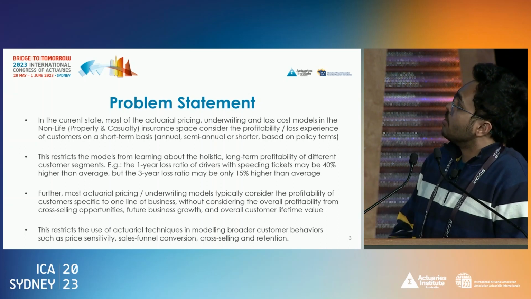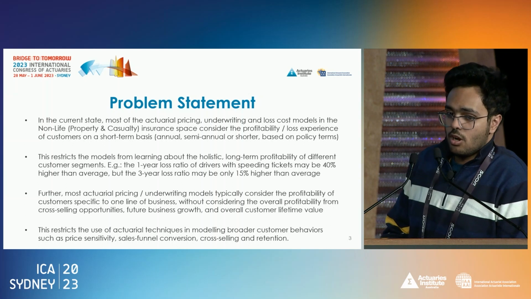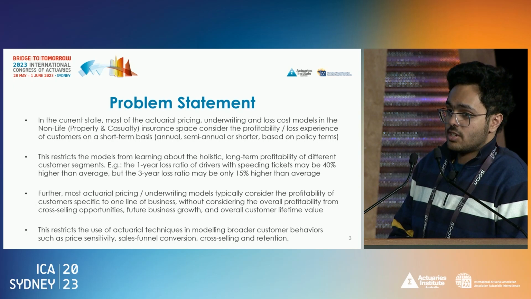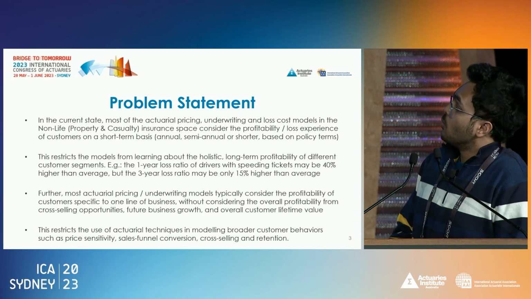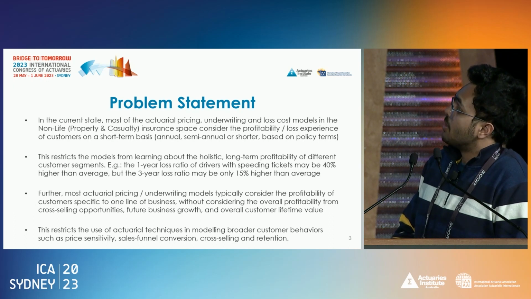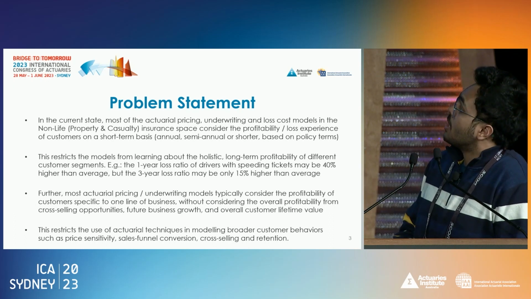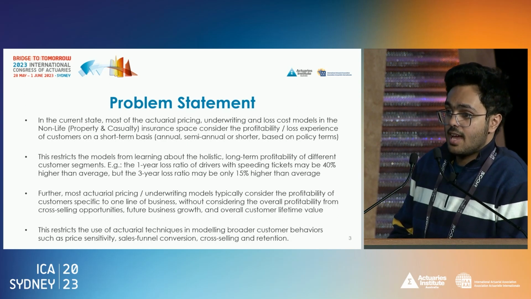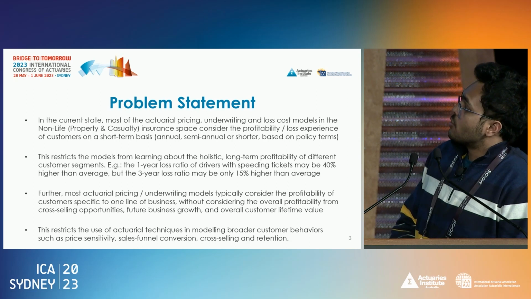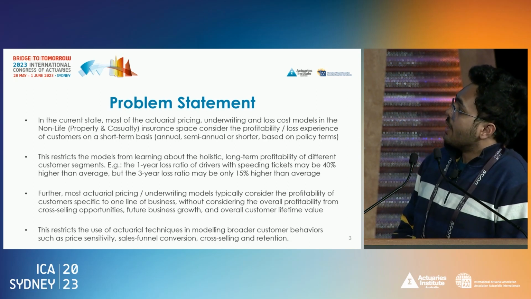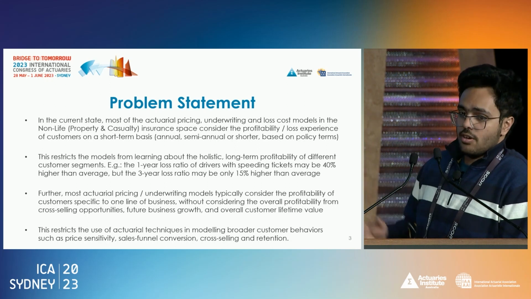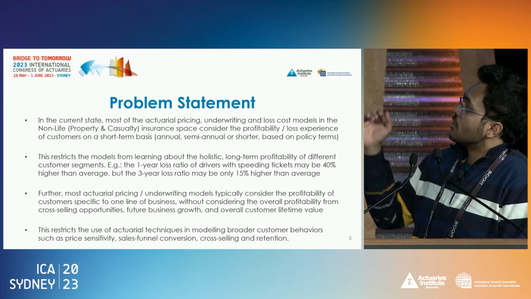I've used an auto example that the 1 year loss ratio of drivers with speeding tickets might be found to be 40% higher than average, and they might be priced accordingly. But when we look at the 3-year loss ratio of those same customer segment, which is drivers with speeding tickets, that may only be 15% higher than the average. And so the goal here is how can we use actuarial modeling to identify these differences in risk and price for the longer term behavior of customers rather than focusing just on the shorter term.